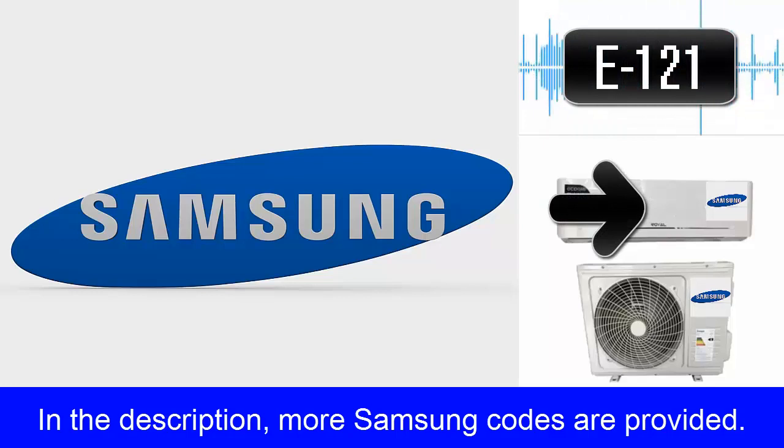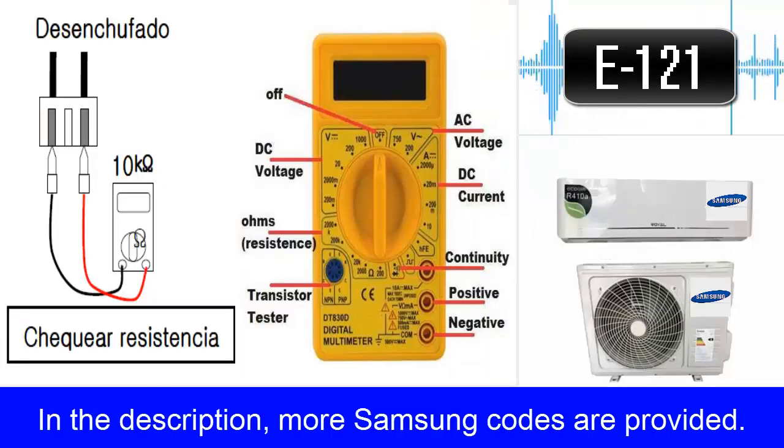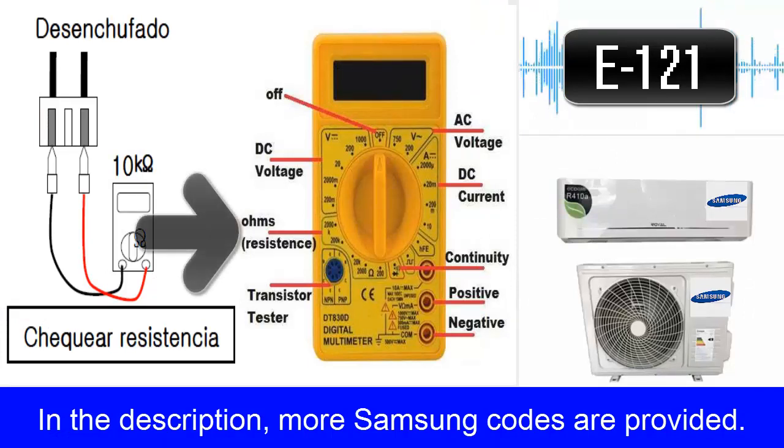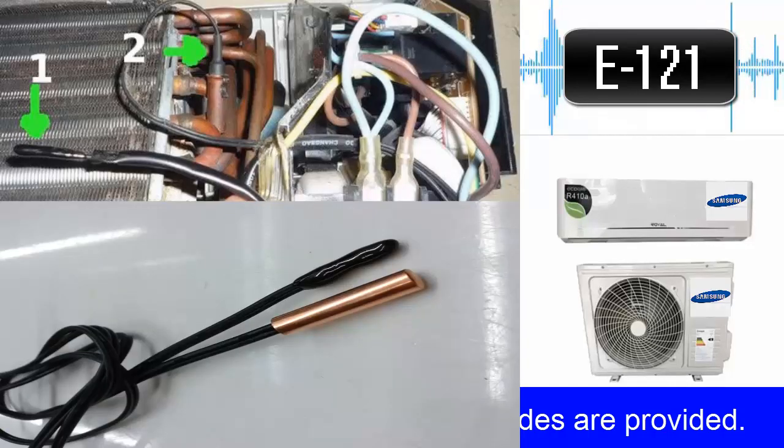2. Fault represented by error code E121. This points to an issue with the room temperature sensor. A. Test the temperature sensor by checking its electrical resistance. Disconnect it and use a multimeter set to kiloohms. The reading should not be 0 or infinite. B. Verify the sensor's location. C. Ensure there are no obstructions affecting accurate temperature readings.